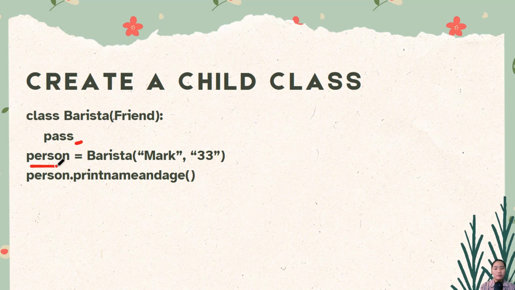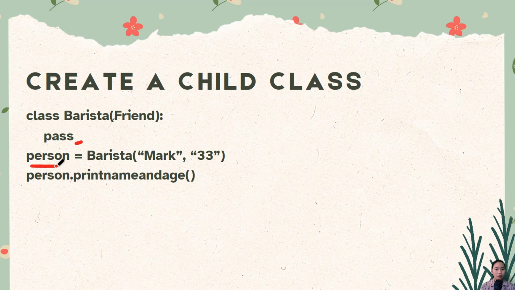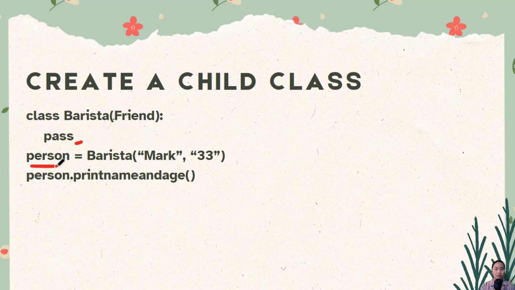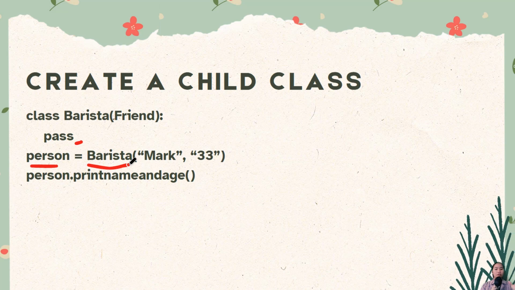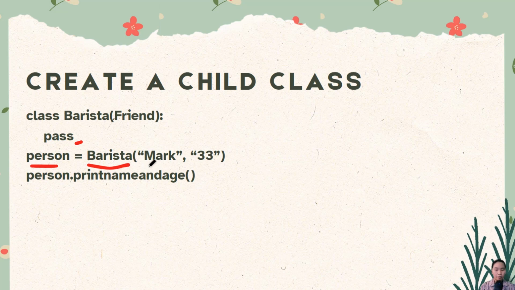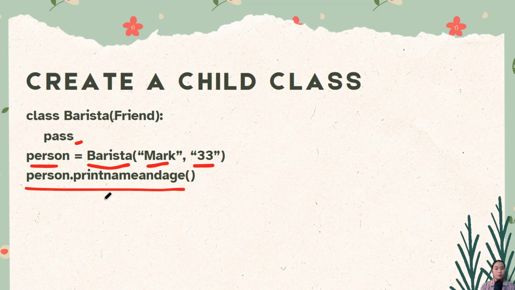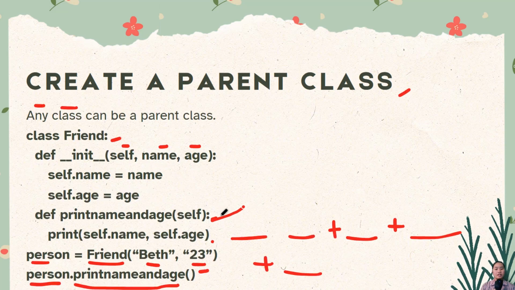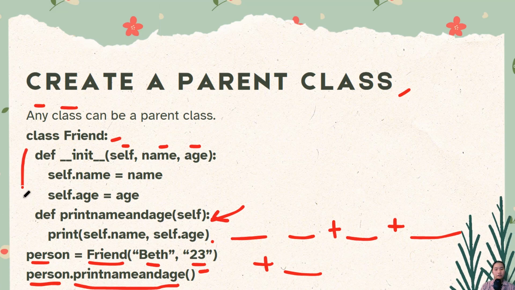And I have, once again, person, just as I did with the parent class. Child and parent, same thing, they're not special classes. And barista here is the empty class. And I've put in Mark and 33, and then I'm using the print name and age function that I have here in the parent class, okay? So basically the child class inherits all of these things.